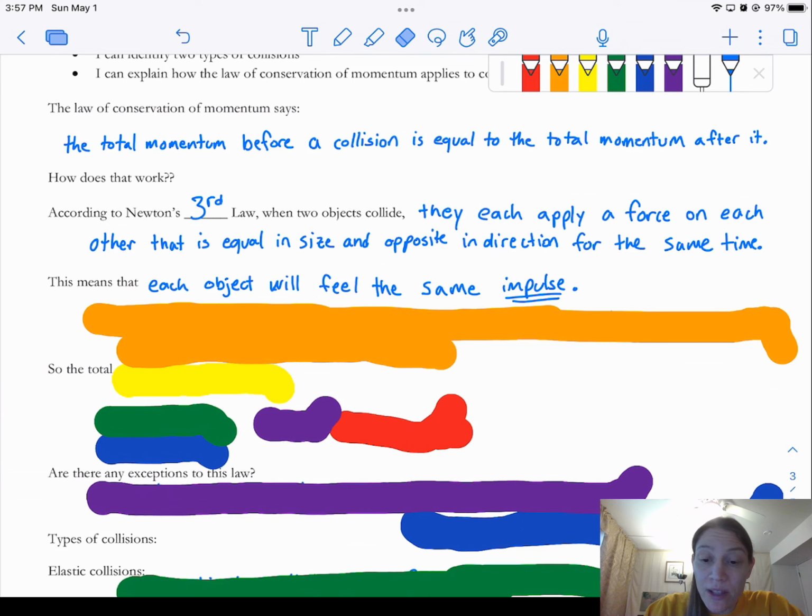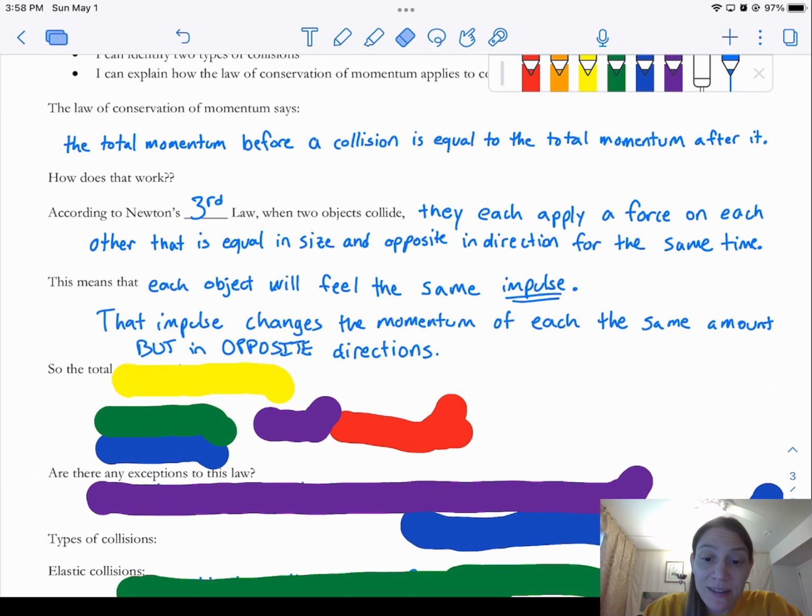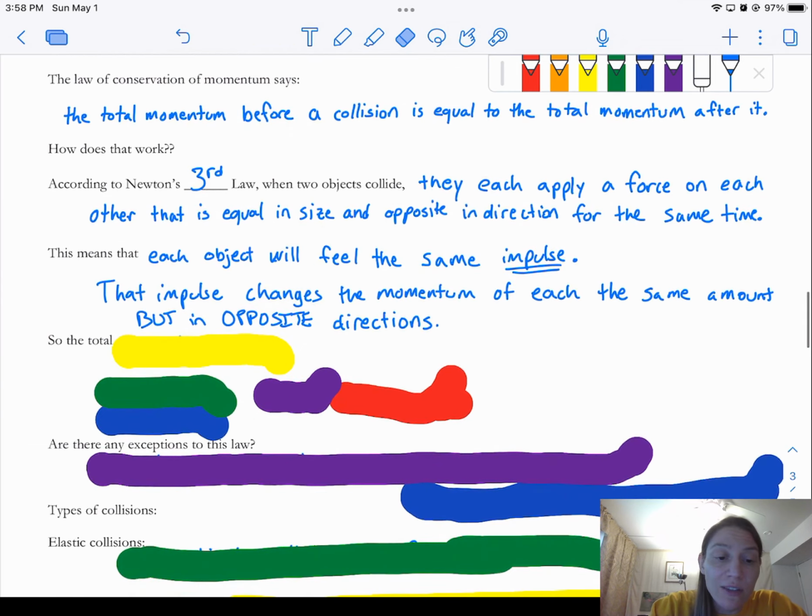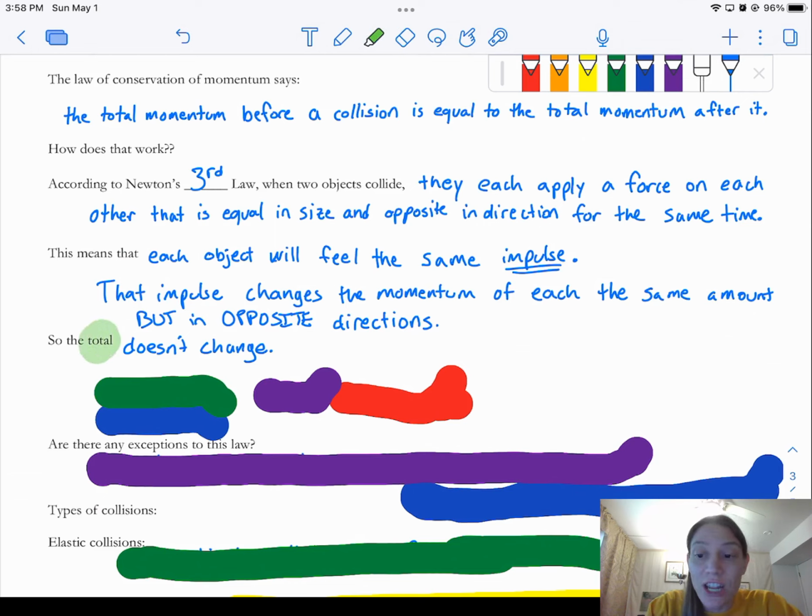An impulse, remember, impulse changes momentum. That means that each one is going to experience the same change in momentum, but it's going to be in opposite directions. So this time we're going to look at this a little bit different, maybe a little bit mathy. But because those are in opposite directions, the total, let me highlight that for you here, the total is what's not changing, okay? So let's see how that looks.